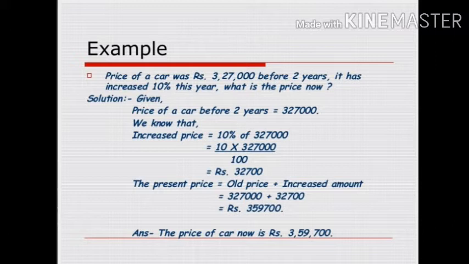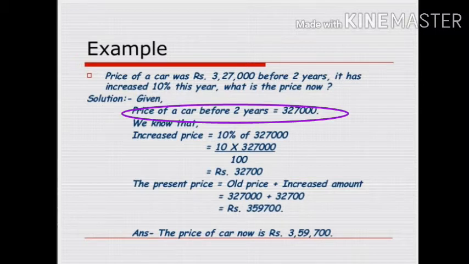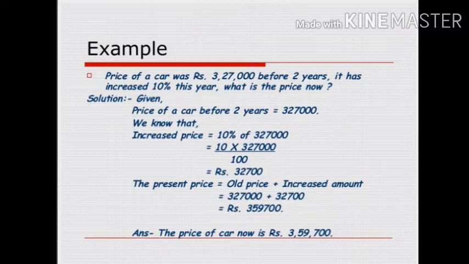Example for percentage increase. The price of a car was rupees 3,27,000 two years ago. It has increased 10% this year. What is the price now? Solution. Given the price of a car two years ago is equal to 3,27,000. We know that increased price means 10% of 3,27,000. Here 3,27,000 is the original price from two years ago. That is 10 by 100 into 3,27,000. Two zeros cancel, which means 3,270 multiplied by 10.